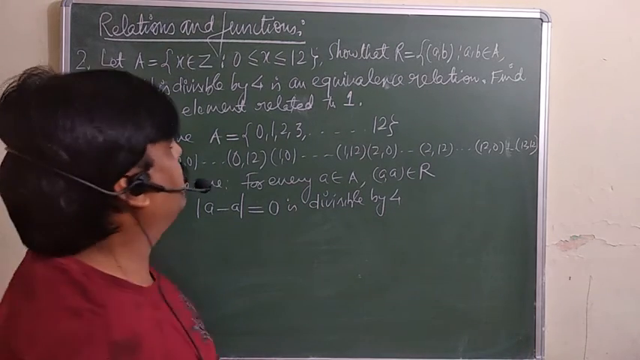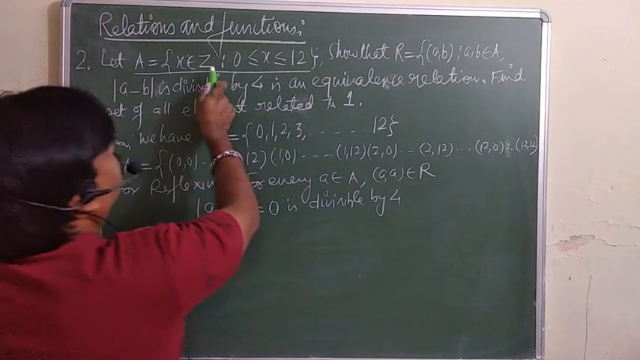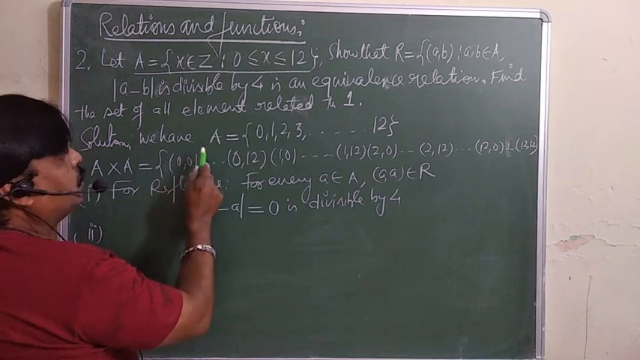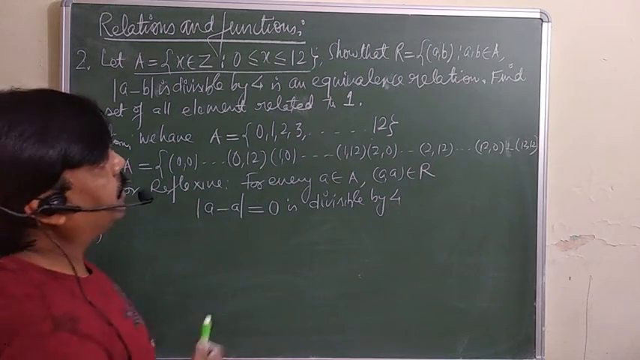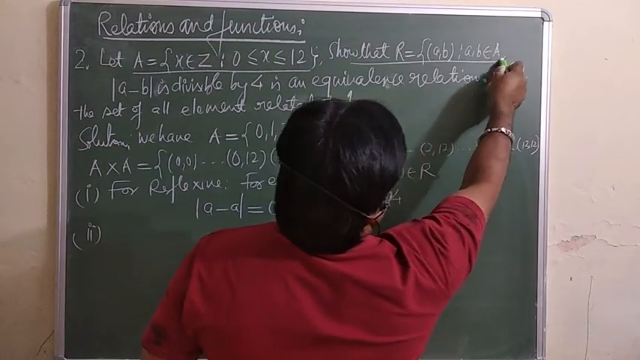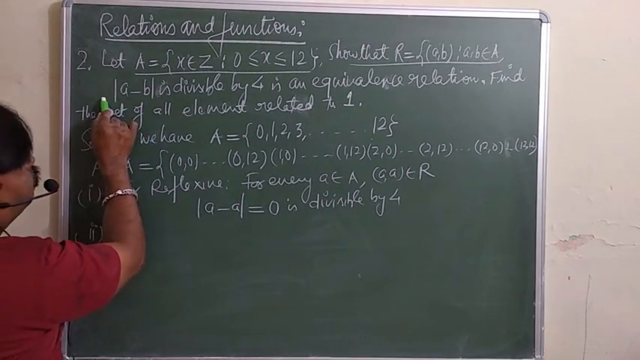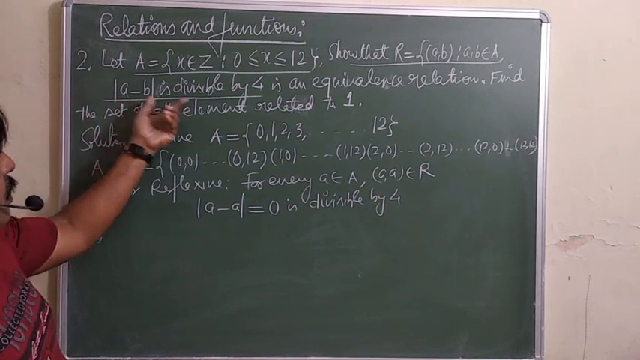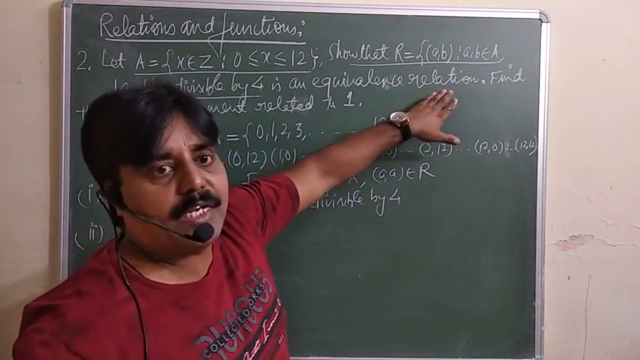Okay, one more problem is there. There is a set A. The element of set A is x belongs to Z, where x is greater than or equal to 0, less than 12. So your elements will be 0 to 12 here. Something is already written here. And the relation is given: (a, b) is the ordered pair where a, b belong to A, but the absolute value of a minus b must be divisible by 4. Means in this ordered pair it must be divisible by 4. And you have to check whether it is an equivalence relation or not.